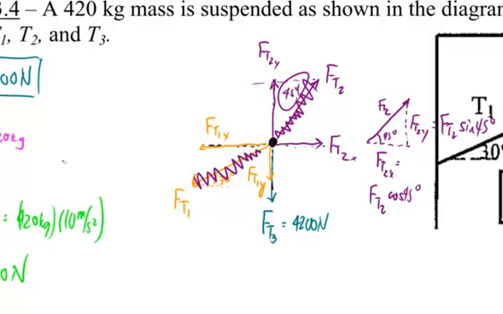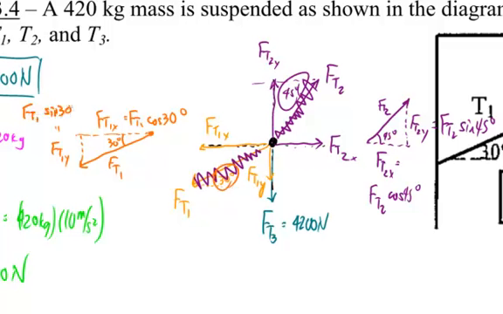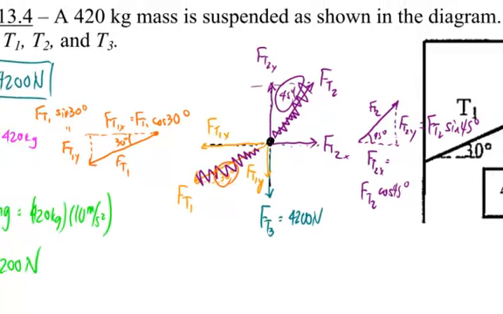We can play a similar game for the FT1 triangle. In the triangle, I have a 30-degree angle down here, which means that this angle over here is equal to 30 degrees, which means that FT1x is going to be FT1 times the cosine of 30 degrees, and FT1y is going to be equal to FT1 times the sine of 30 degrees. I would like to make those substitutions.